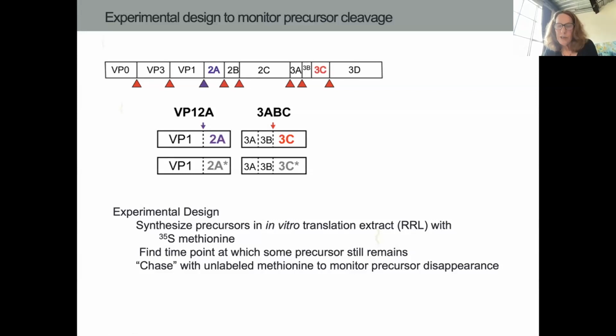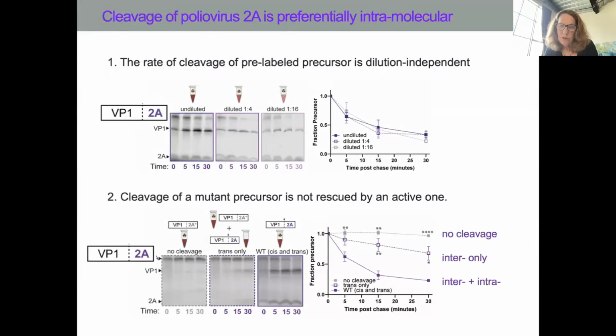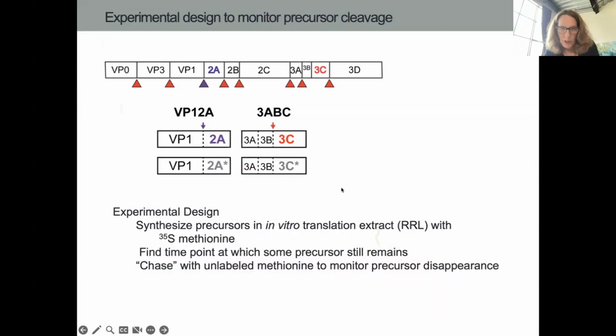And you might ask, why do you care? And I'll show you that later. But first, let's talk about how do you even study an intramolecularly cleaving protease? I mean, you can't really purify it because it'll cleave itself and you'll end up with VP1 and 2A, for example. So what we do is we make them in rabbit reticulocyte lysates and catch a time point at which the labeled protein still remains partially as a precursor. Then we add a cold methionine chase and watch that labeled precursor get degraded and measure the kinetics of that.